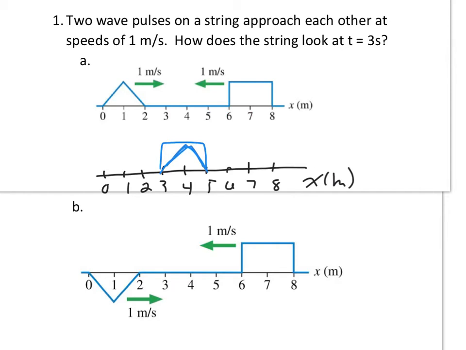So the total wave would look like that, what I drew in purple. All we were doing is, they were in the same place at the same time. They constructively interfered. We added that to that. So this shape looks nicer than putting the square on top of the triangle. That would have worked as well. So how does the string look? It looks like that. We'll do one more.